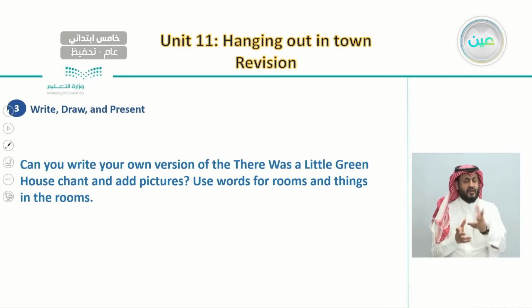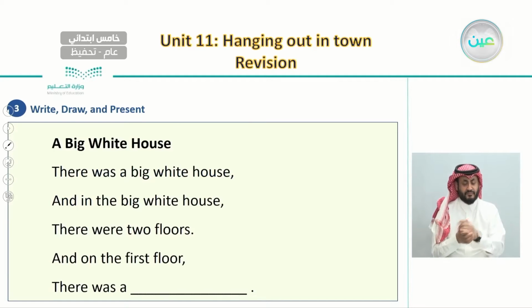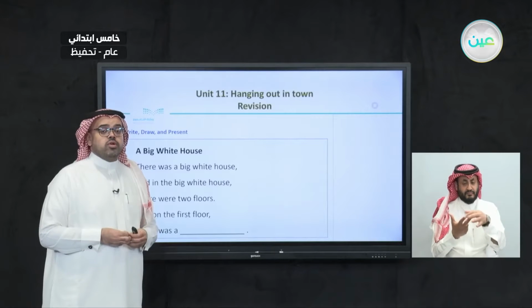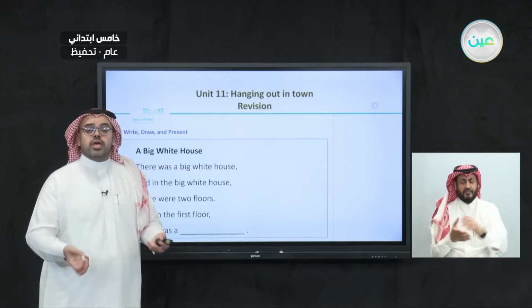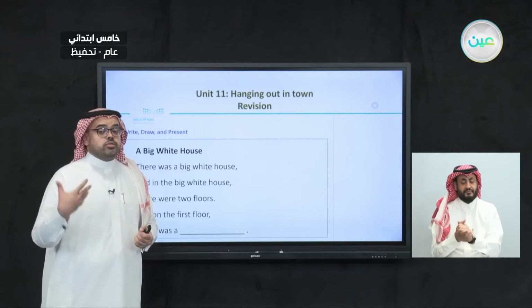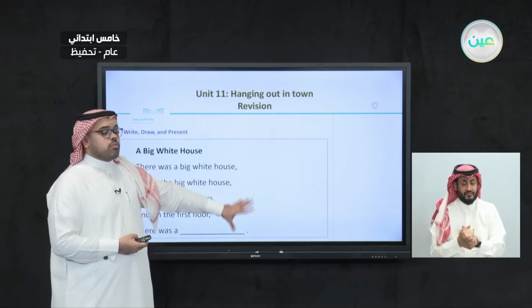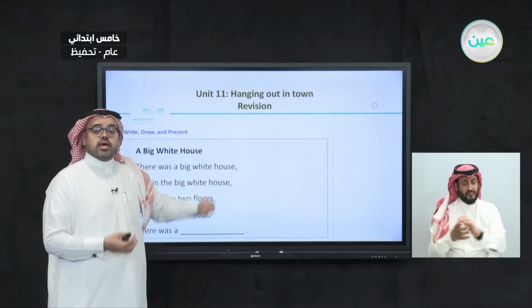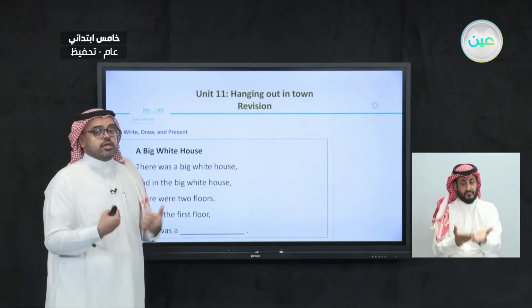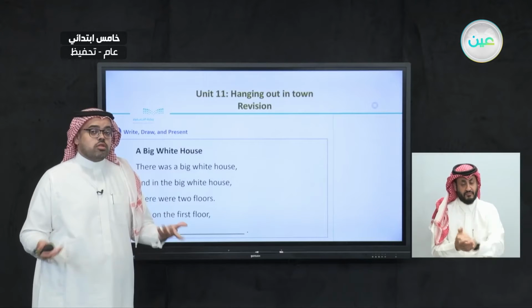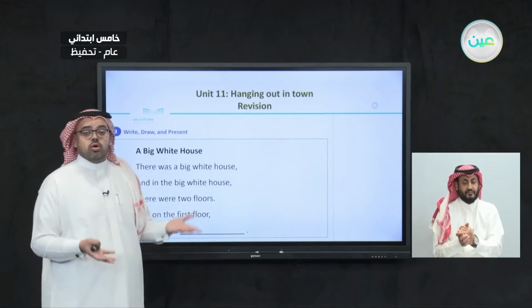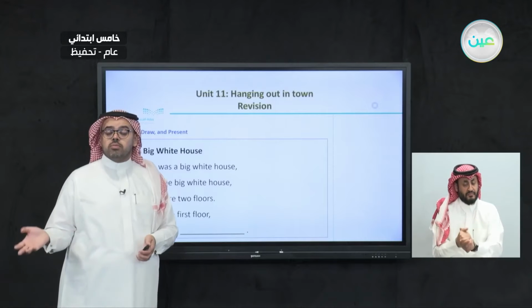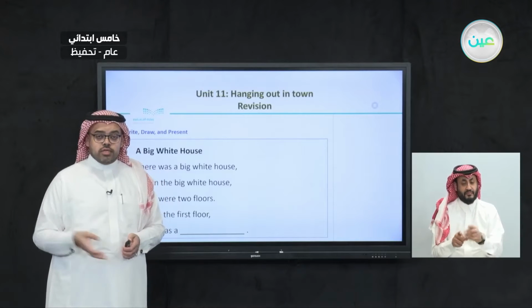And how did we do this? We did this by completing this chant. This chant has 3 blanks, and we said that we can fill in these blanks with our own words just to make our own version of this chant. To make it more interesting, we can also draw or add some pictures. After this, we can take the chant that we wrote and present it, either at school to our classmates and to our teacher, or to our family members and to our friends.